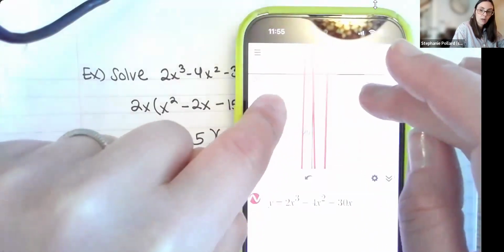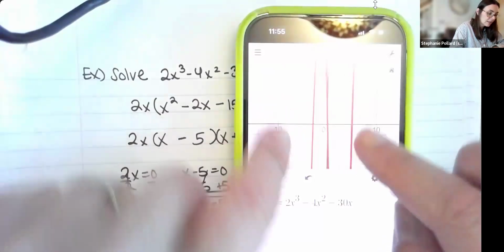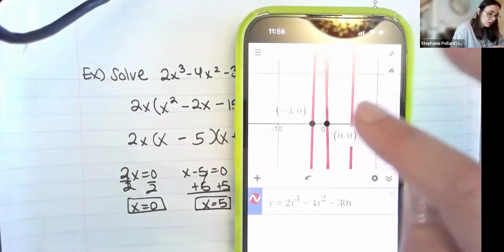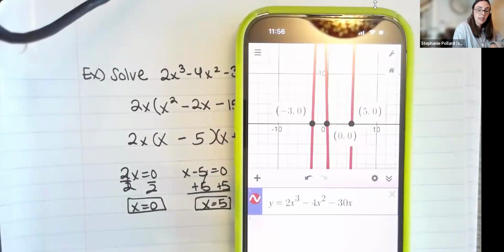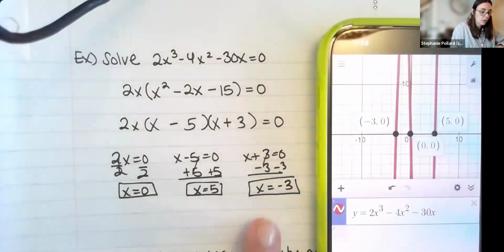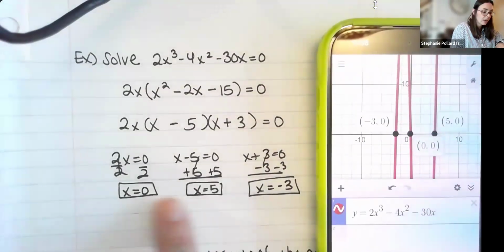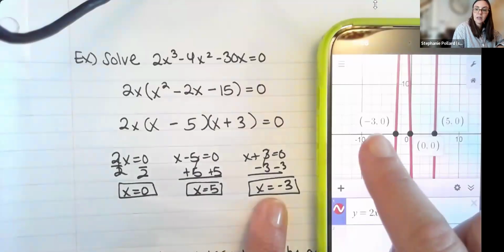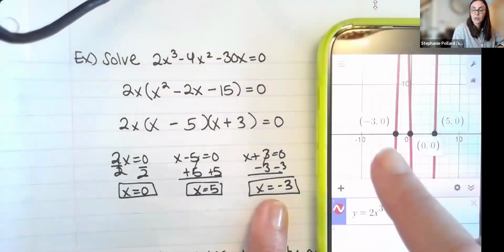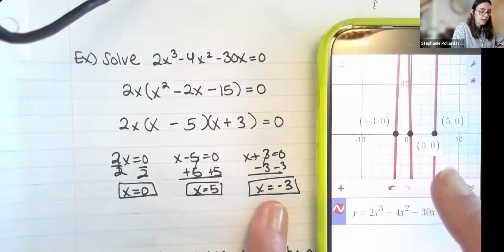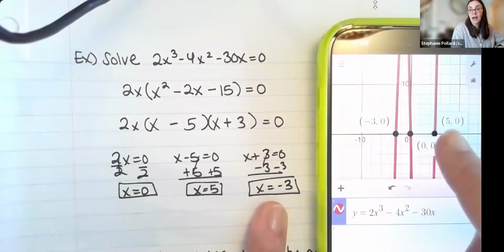And you can see this is the graph right here. And if you look, it does actually cross that axis 1, 2, 3 times. So I'm doing the example we just did previously, where we had 3 answers here. And you can see those x-intercepts match up with my 3 answers here. So there's a -3, the 0, and the 5.